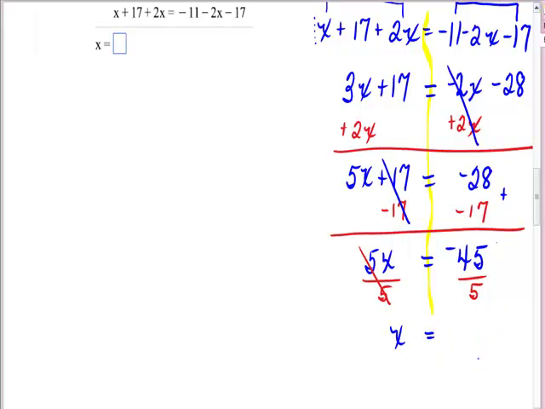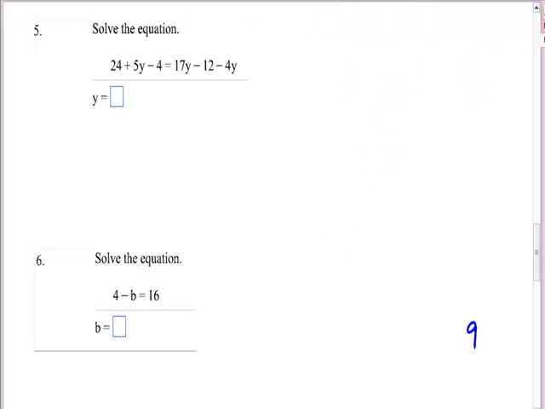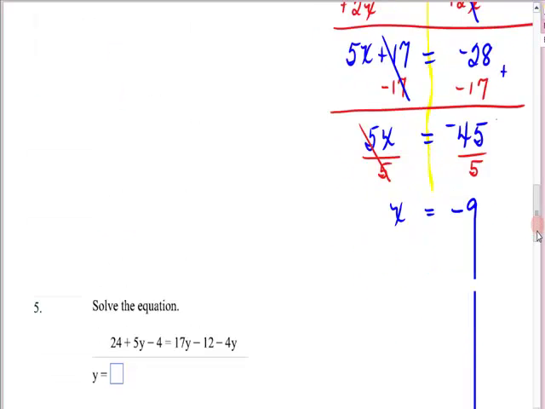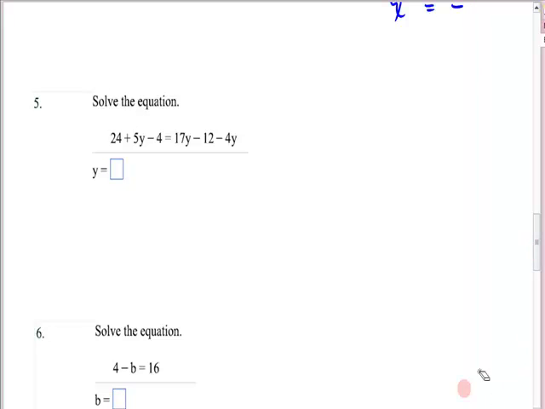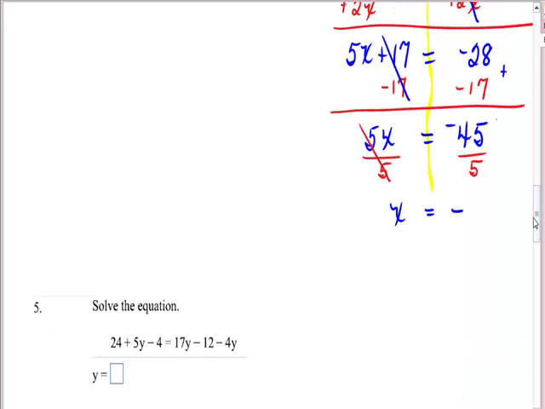Whoops, creative division there. How about just, whoop, where'd it go? Oh, look at that 9. That's quite some 9. Negative 9. Sorry about that little craziness. Okay.